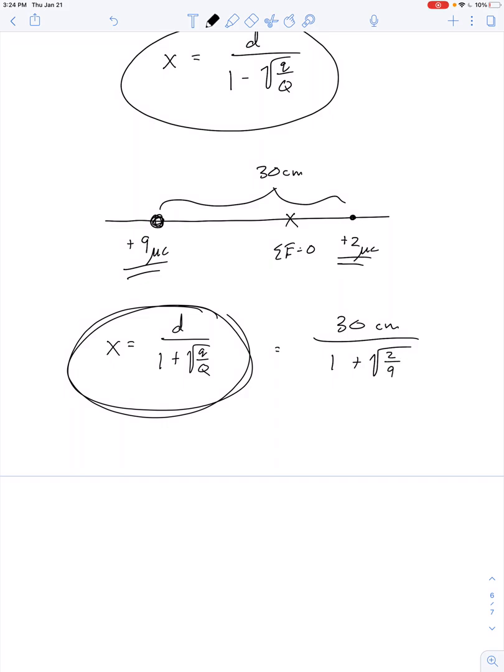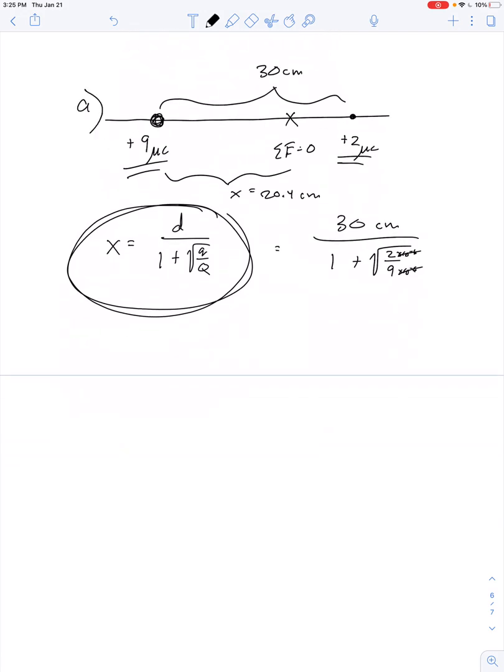Now you might say I need to say 2 times 10 to the negative 6 over 9 times 10 to the negative 6, but that doesn't matter because it's in both those quantities. Okay? So what do we get? The square root of 2/9 is about 0.47. I add that to 1 to get 1.47, and I divide 30 by 1.47, and we get x is equal to very nearly 20.4 centimeters.